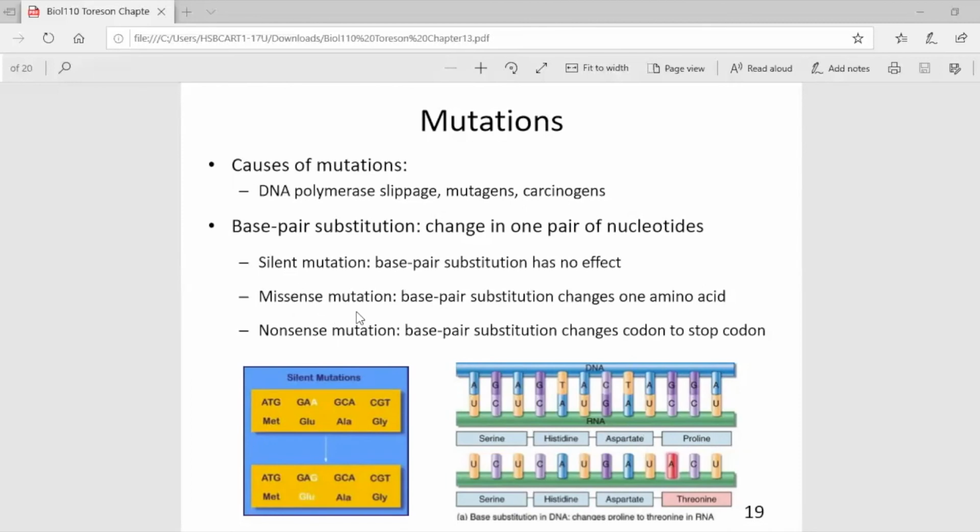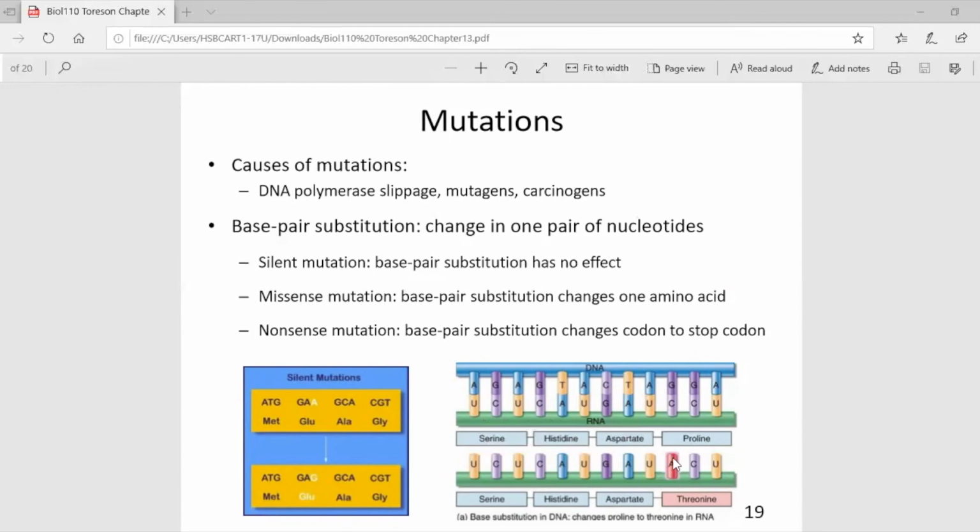However, 2 different substitutions will result in a more significant effect. The missense mutation is a base pair substitution that changes one amino acid. So this is shown on the right-hand side of slide 19. Here we're looking at the RNA molecule and the sequence of nucleotides there. And beneath that, we see the sequence of amino acids.